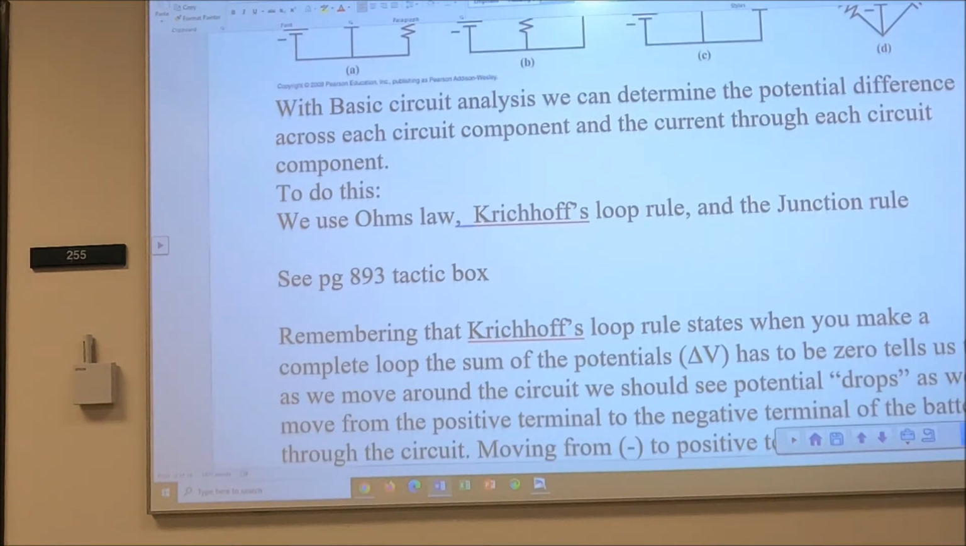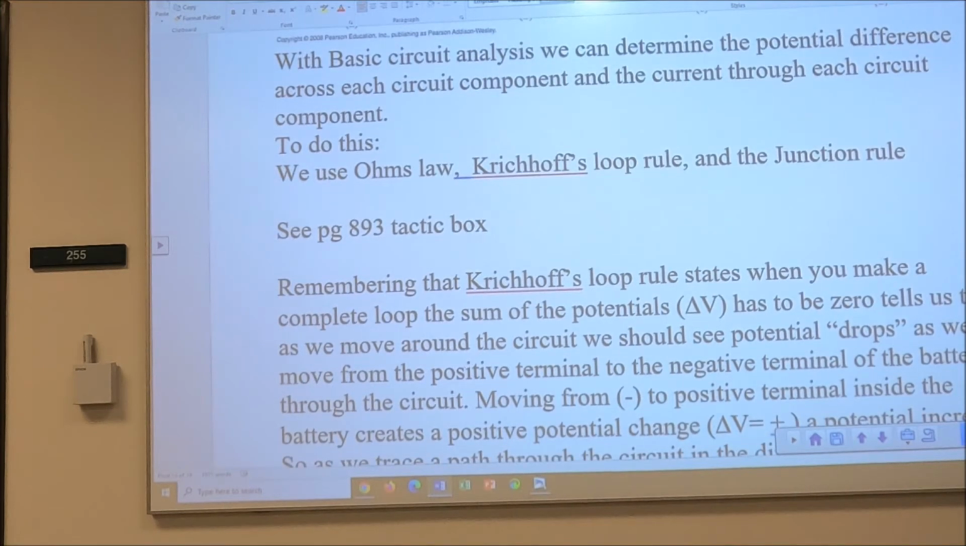Now, with basic circuit analysis, we can determine the potential difference across each circuit component and the current through each circuit component. To do this, we use Ohm's law, Kirchhoff's loop rule, and the junction rule. So you can look at the tactic box on page 893. So let's get to the tactic box. It's on page 768 now.